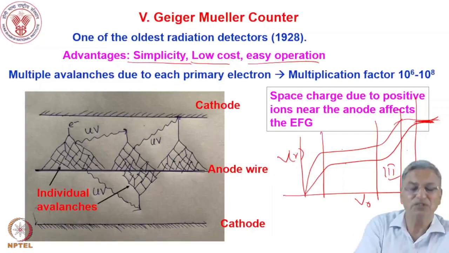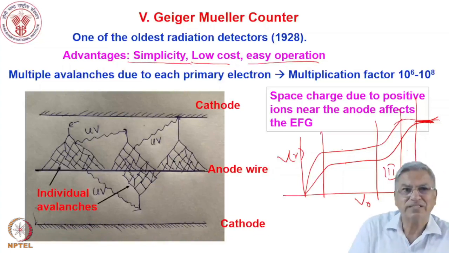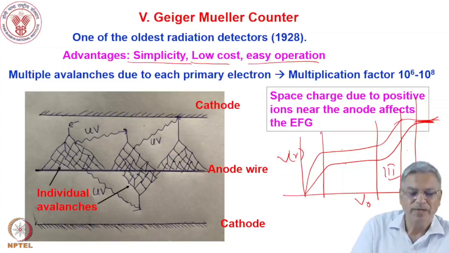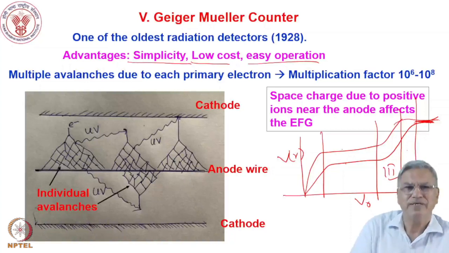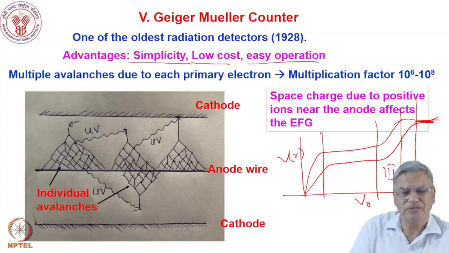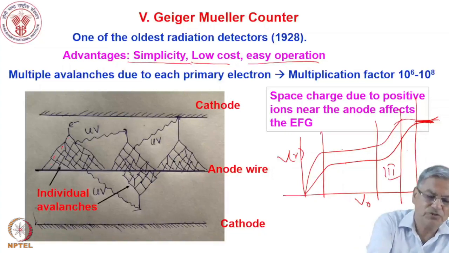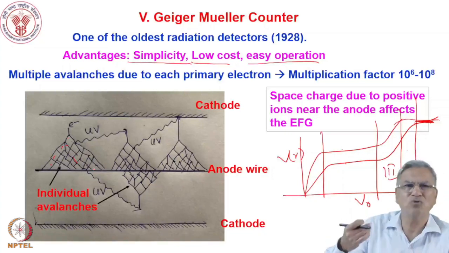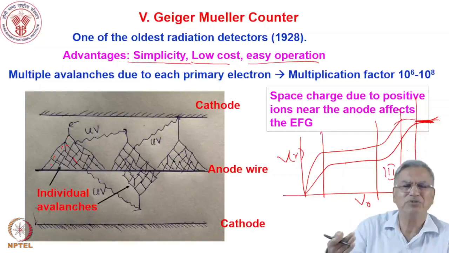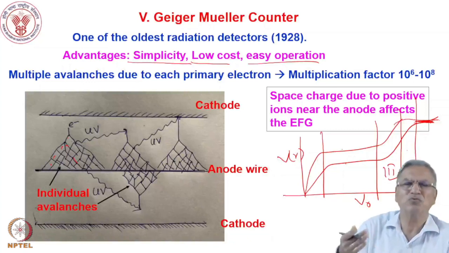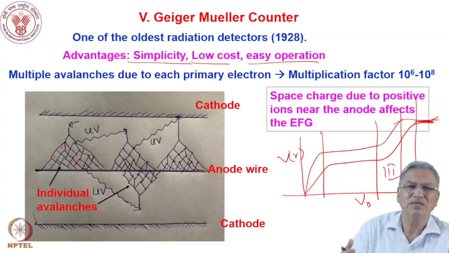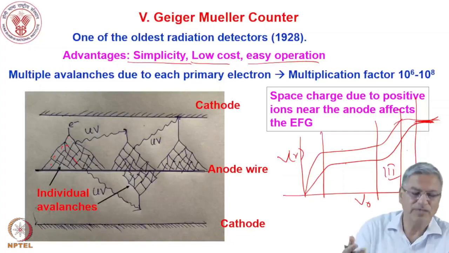What I have shown here in this graph is called the cascade of avalanches. In a proportional counter, what happened? Every primary ion pair, every electron that is produced in primary ionization, each electron produces one avalanche. So what I have shown here is the avalanche. Avalanche means each electron is multiplied several times when it is undergoing ionization in the medium. So an electron in a proportional counter gave you 1000 to 10,000 electrons. So an avalanche size is 10 to the power 3 to 5.